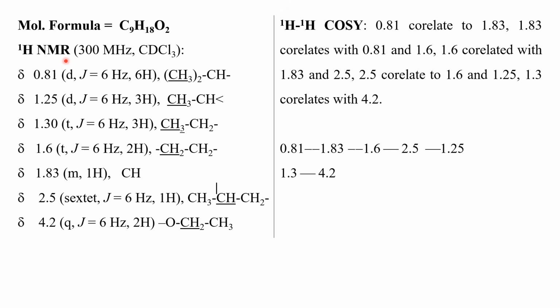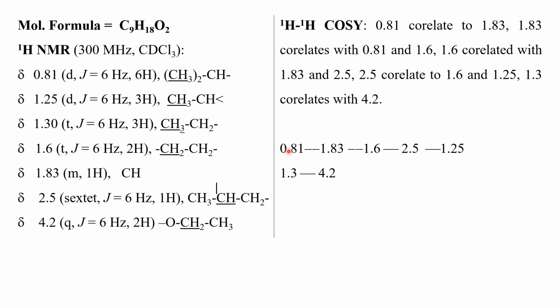In the H1 NMR data, almost all the signals show the same coupling constant, J equal to 6 Hz, so it is difficult to find the coupling partner. To get the information, we will take the help of the COSY correlation. Let us read the data. 0.81 signal correlates with 1.83. 1.83 correlates with 0.81 and 1.6. 1.6 correlates with 1.83 and 2.5. 2.5 correlates with 1.6 and 1.25.